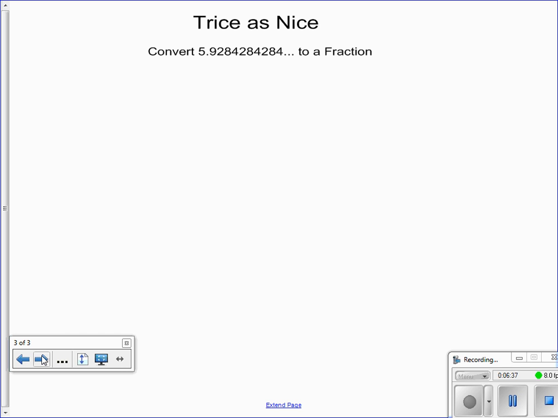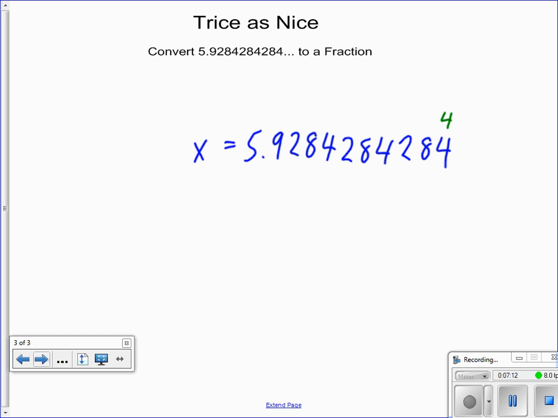Let's do one more example. Do 3 examples here. Convert this number. Now I've got a whole number in front. Same steps. I'm going to set this equal to x. x equals 5.9284284. I need to multiply so I have the same thing on top.